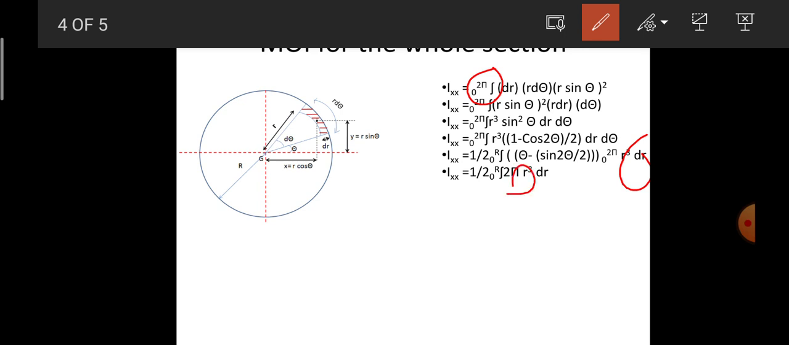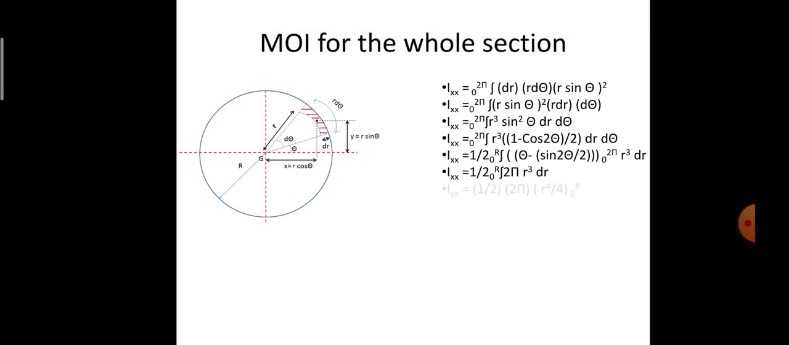This 2 pi I have got by integrating that equation and putting the limits between 0 to 2 pi. If I integrate and substitute the value between 0 to 2 pi, I get half into 2 pi. After that, once again we integrate r cube dr between 0 and R. The integration of r cube is r to the power of 4 by 4, within the limit 0 to capital R. Therefore after all integration, we get the moment of inertia as pi r power 4 by 4, where capital R represents the radius of the overall circle.